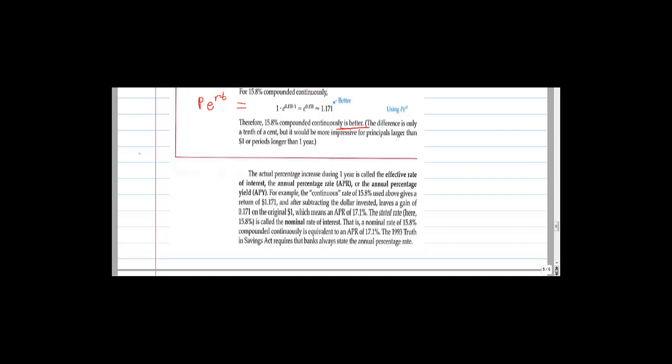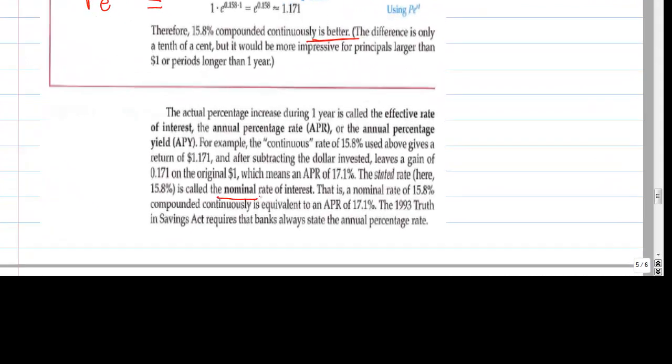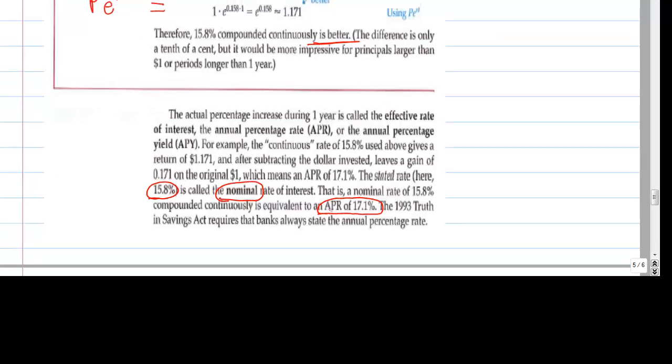Okay, the stated rate is the nominal rate. So nominal means name, right? What is the named rate? The named rate is 15.8%, but the actual percentage rate or the annual percentage rate is 17.1%. Okay, and in 1993, the Truth in Savings Act required that banks always state the annual percentage rate. So before then, you had to be a wise consumer and kind of figure that out yourself. Now you can always ask for the annual percentage yield or annual percentage rate. Same thing with credit cards. They are required to report the annual percentage rate of interest. Okay.